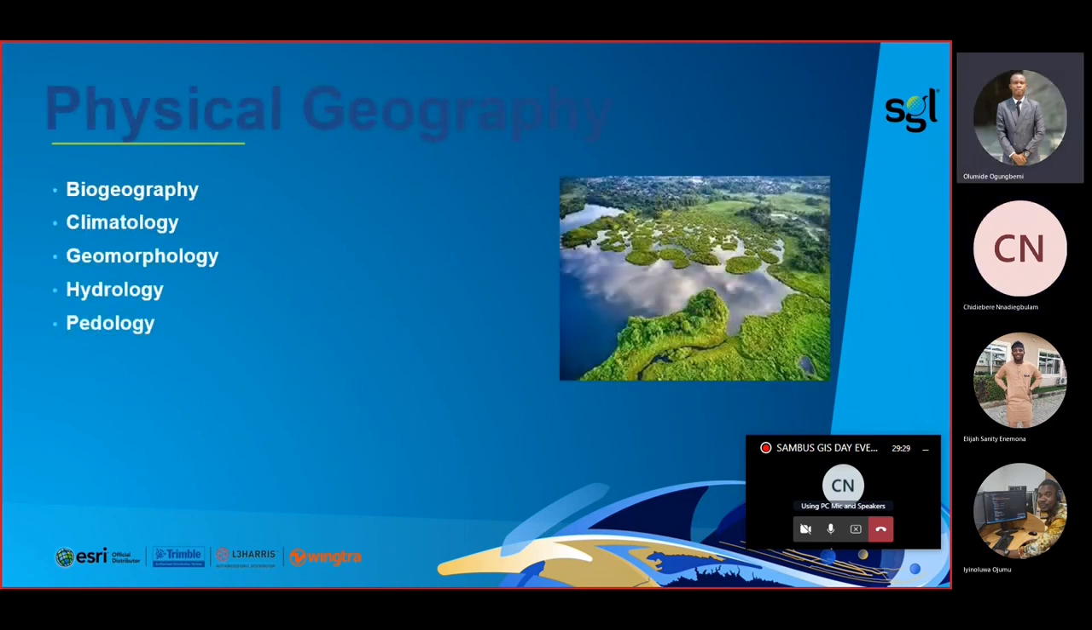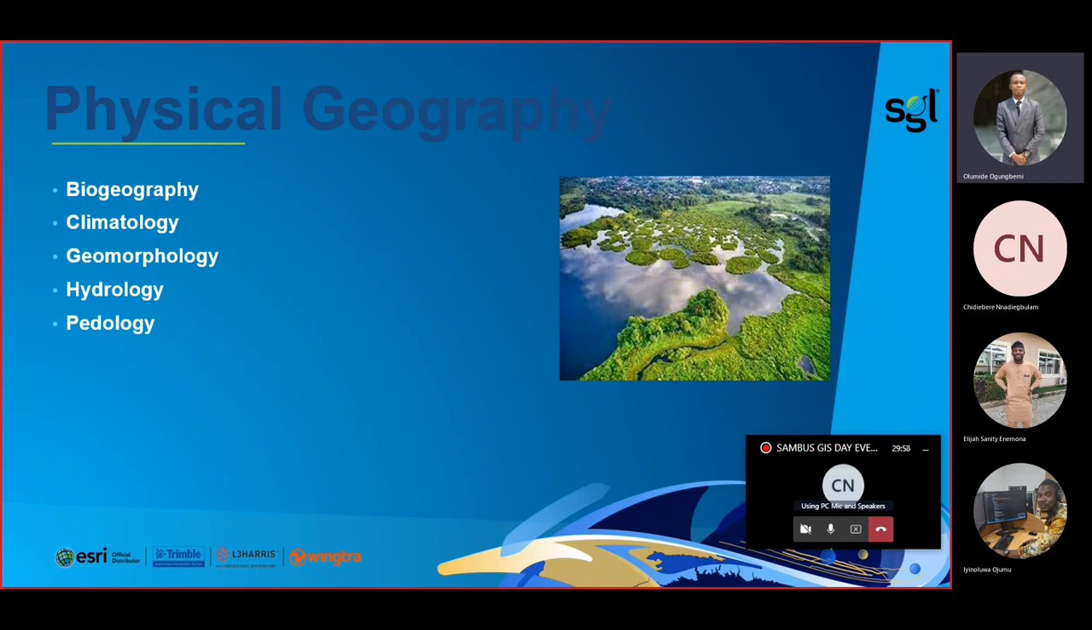So I listed some physical geography areas here: biogeography, which is about plants and animals, and climatology, which is climate. Climatology, I know most of you must have done about rainfall and climate change. I know that's in your textbook, I've seen it in your textbook. And I know these are areas that some of you like.